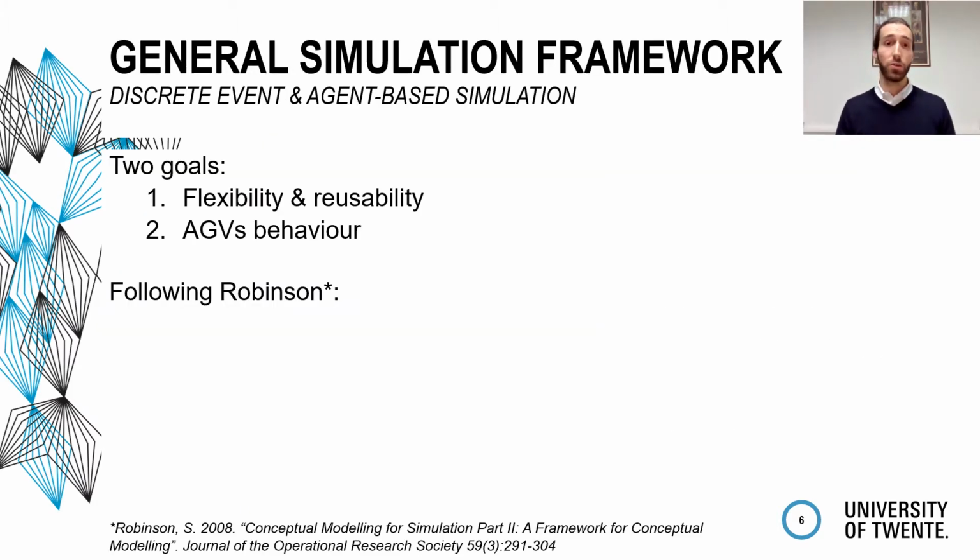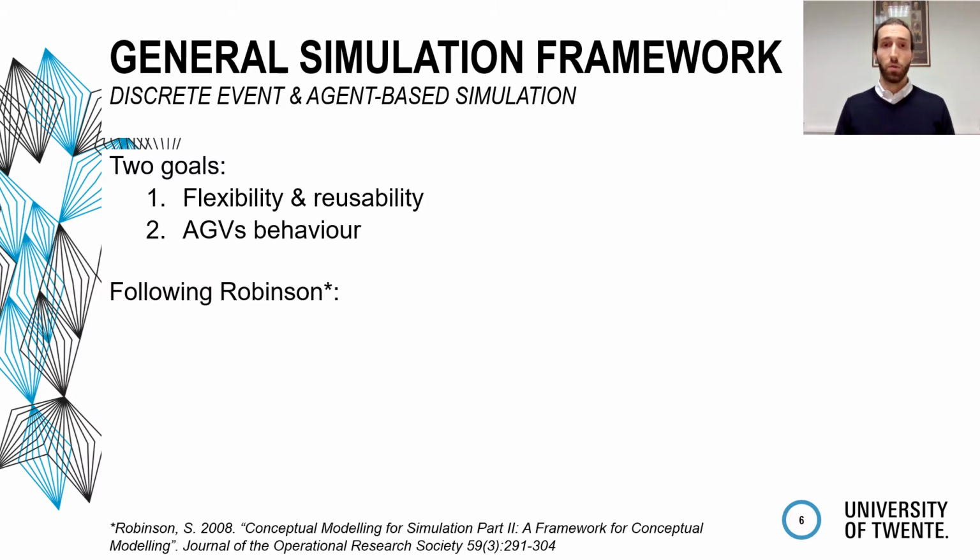In our simulation, we use both discrete event simulation and agent-based simulation. This allows our framework to reach two goals: flexibility and reusability, and to model AGV behavior. The first one is important to us because we want to model all kinds of hubs, logistics hubs, so flexibility, and to make reusability easier and faster. And agent-based simulation instead allows us to represent the complexity of the AGV behavior in the system.